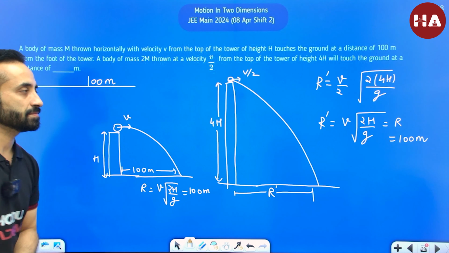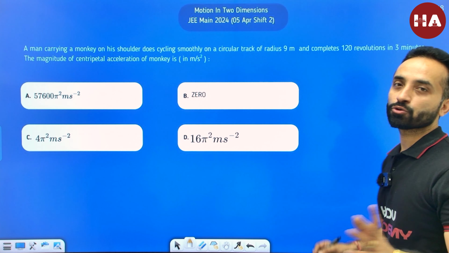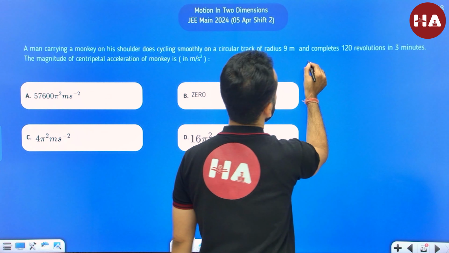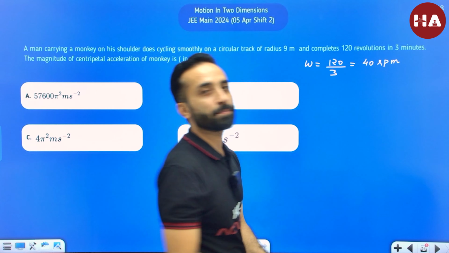Alright students, so the next question. Next question is from 5th April shift 2. A man carrying a monkey on his shoulder does cycling smoothly on a circular track of radius 9 meter and completes 120 revolutions in 3 minutes. So first let's put this down. 120 revolutions in 3 minutes is like 40 revolutions per minute, or RPM.